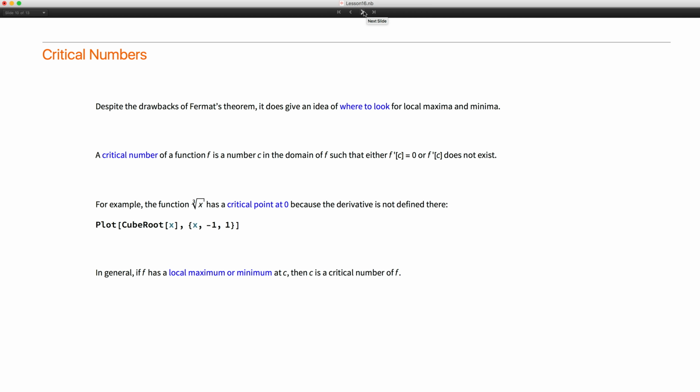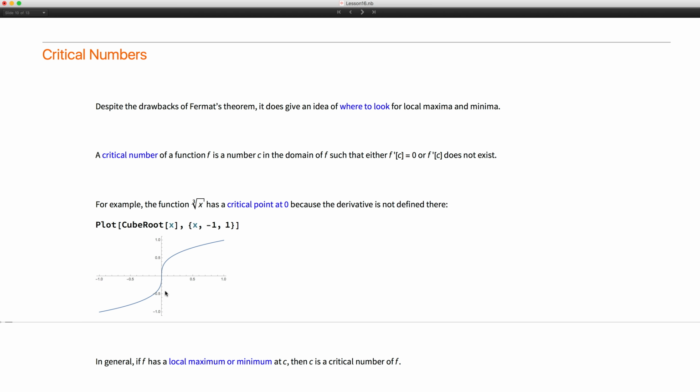So Fermat's theorem is really talking about what are called critical numbers. So when you want to look for maxima and minima, you need to look at what are called critical numbers. So what's a critical number? Well, a critical number is a number where either you have a zero derivative or the derivative does not exist. So for example, the cube root function has a critical point over here because the derivative is not defined there. And of course, the local maxima and minima are good places to look for critical points.